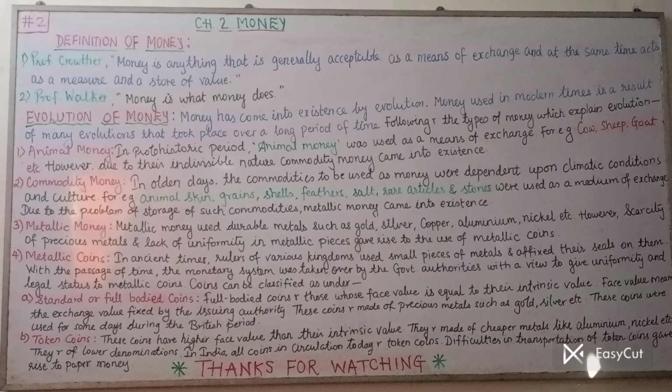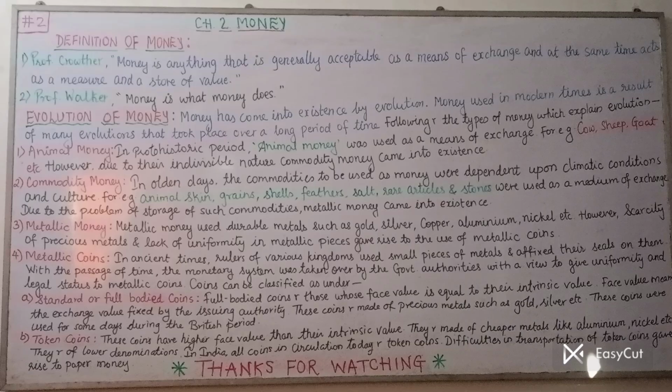And that's why again the need was felt to have some uniformity in this metallic money, and it gave rise to the metallic coins. I hope you are getting this, it is an interesting topic actually. So the fourth evolution was metallic coins. In ancient times, rulers of various kingdoms used small pieces of metals and they used to affix their seals on them, so that it was a legal sanction by them. They were using seals of their particular kingdoms, whatever different kinds of seals as they wished.